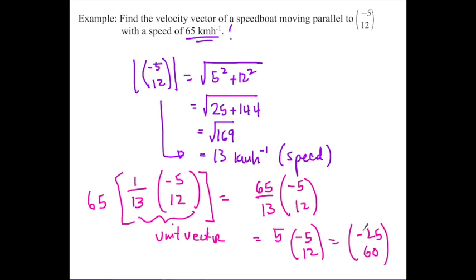Now, if your vector looks not so nice when it's a fraction in a fraction, it might be wiser to leave the scalar in front. But in this case, it comes out really clean. So this is now our velocity vector. And so again, just to check, we're aiming to see that the magnitude of that vector is 65. We can check that.